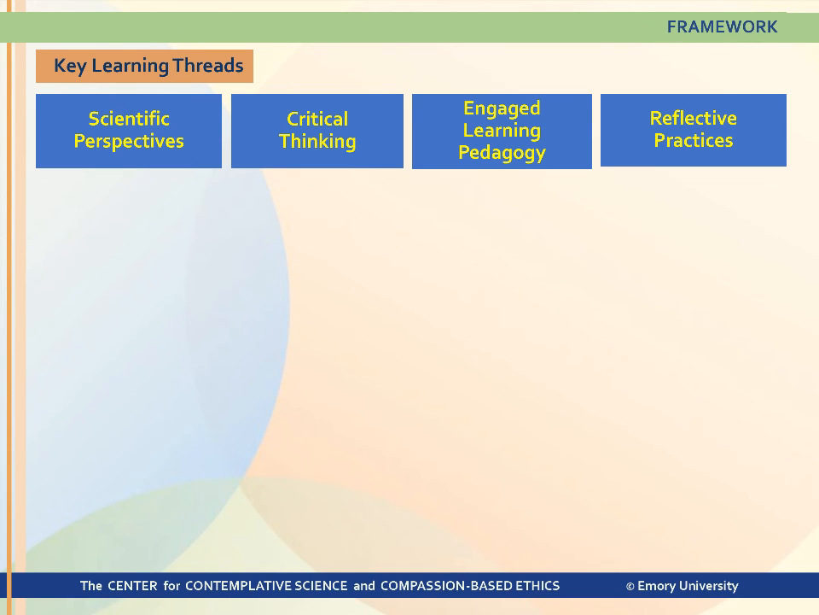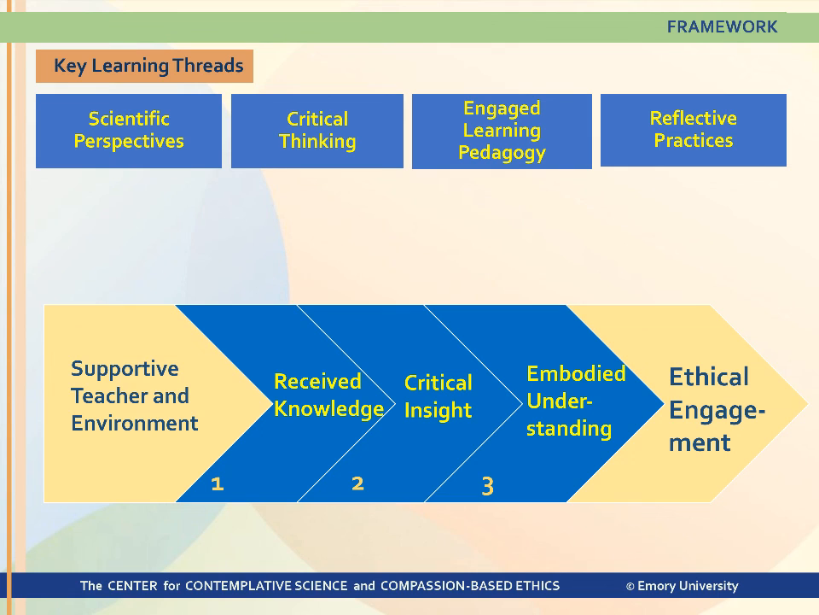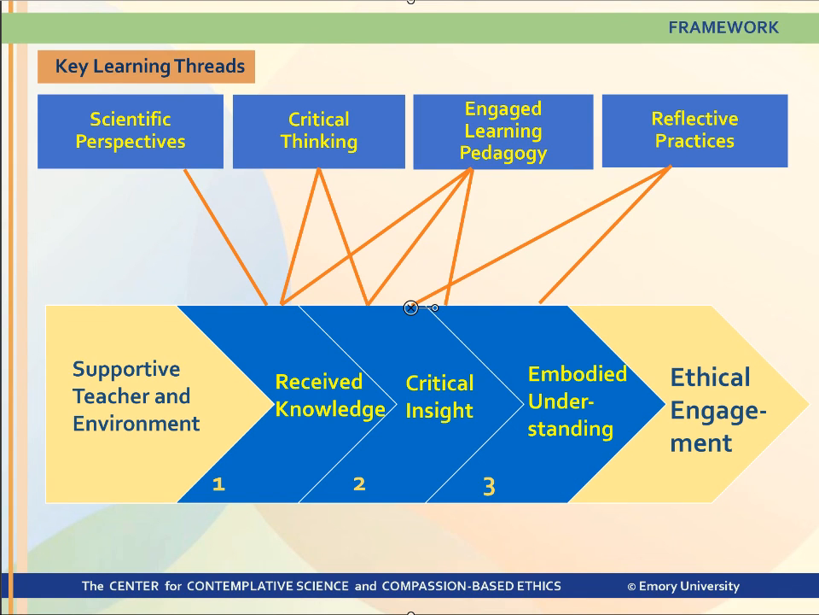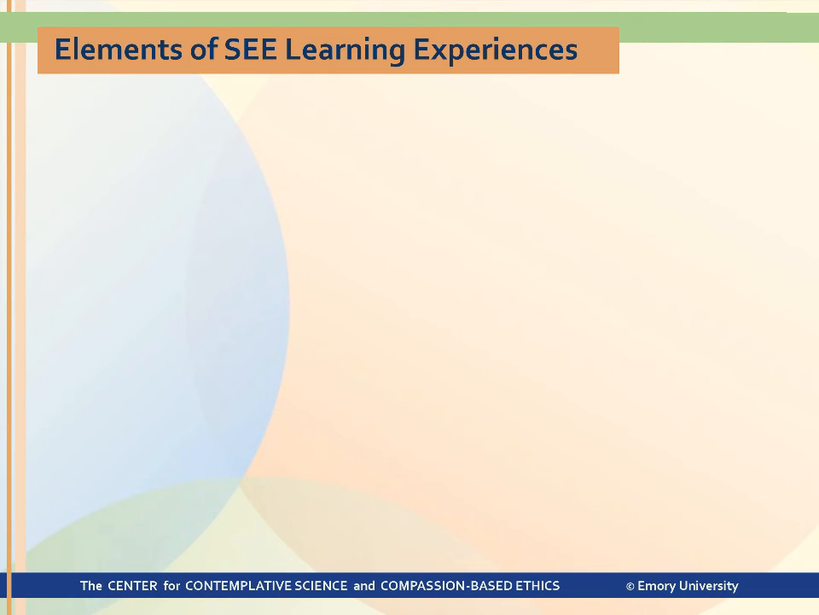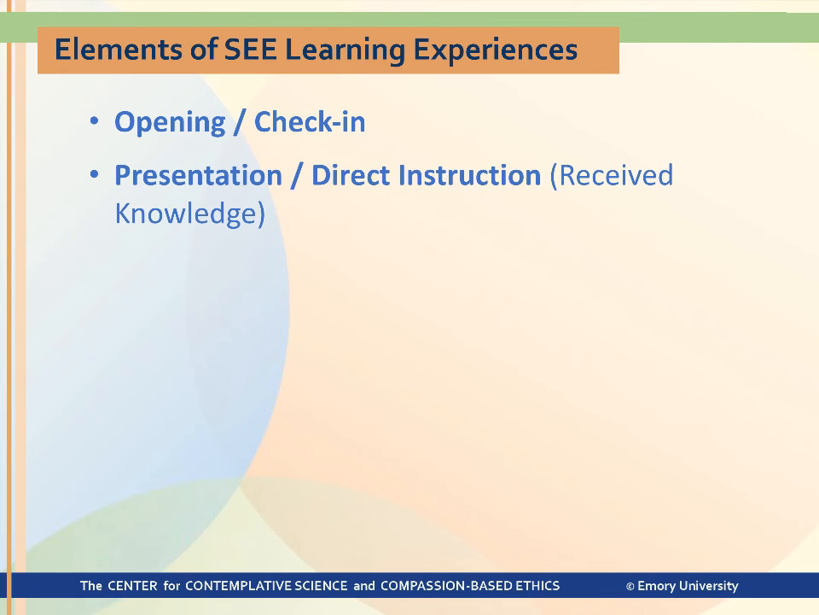C Learning uses 4 key learning threads. These are woven throughout the curriculum to help students arrive at embodied understanding of particular components. Each learning experience in the C Learning curriculum includes 5 elements. Each learning experience begins with a check-in. Sometimes that is a brief discussion of how students' days are going, or maybe a settling-in practice. Next comes some type of presentation or direct instruction, sometimes, in which students will receive knowledge from the teacher.